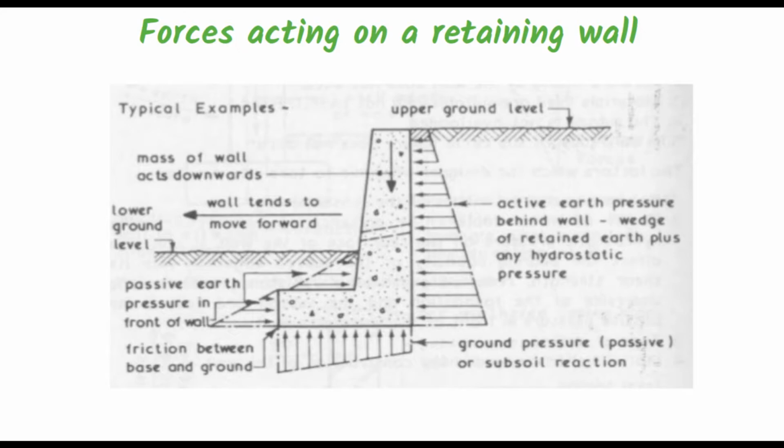Then there is the friction between the base and the ground, then passive earth pressure in front of the wall, and all these forces will have a tendency to slide the wall forward, overturn the wall, or fail the wall in stresses. These are the major loads coming on a retaining wall, and this is all the designer's part. It is just for information that we are providing what forces come on a retaining wall.